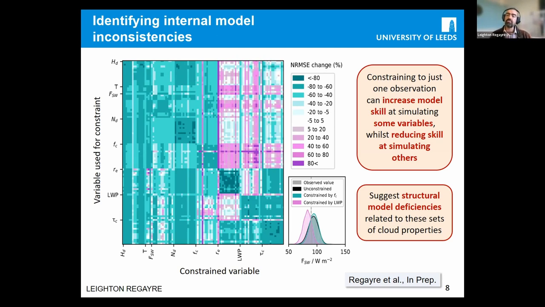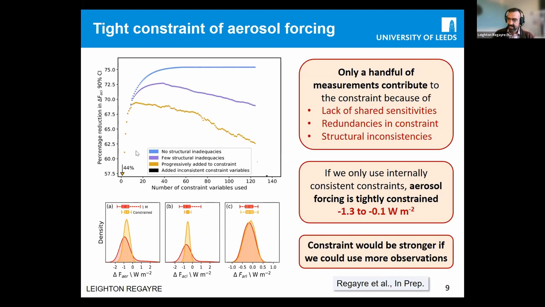And if we included all of those measurements, then we'd effectively end up with a very weak constraint. So our approach from there is to only include a subset of the possible constraint variables that we know are represented with some internal consistency. And that allows us to get a really tight constraint on the aerosol radiative forcing. And we've chosen measurements that are targeting the aerosol cloud interaction component of that forcing. So there's no surprise this aerosol radiation component isn't constrained here.